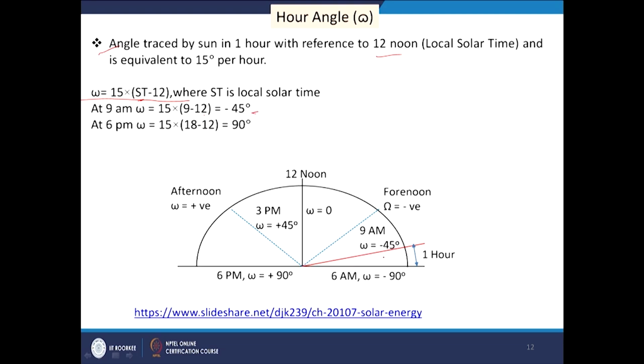So, on this side we are getting minus 45 degree. Now, at 6 p.m., that will be 15 into (18 minus 12), so 90 degree. So, we will be getting 90 degree at 6 p.m. So, here we have this angle, this is our hour angle, and the hour angle will also influence the intensity of solar radiation on a plate or collector.